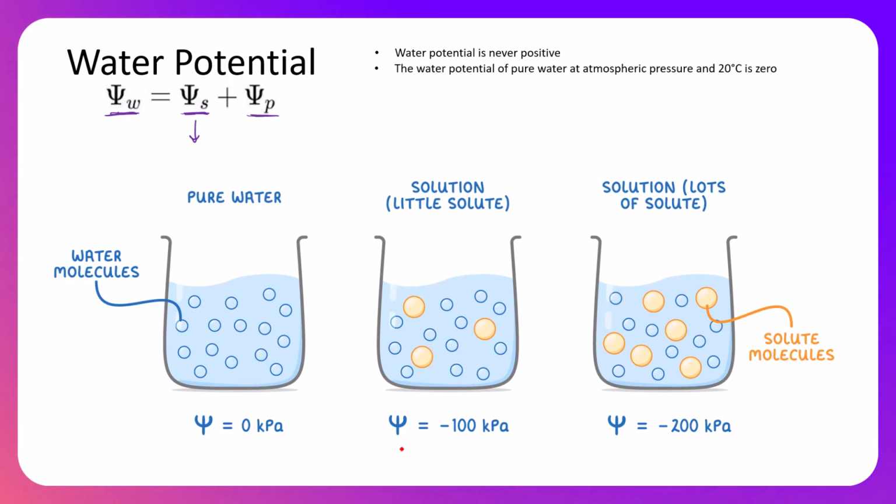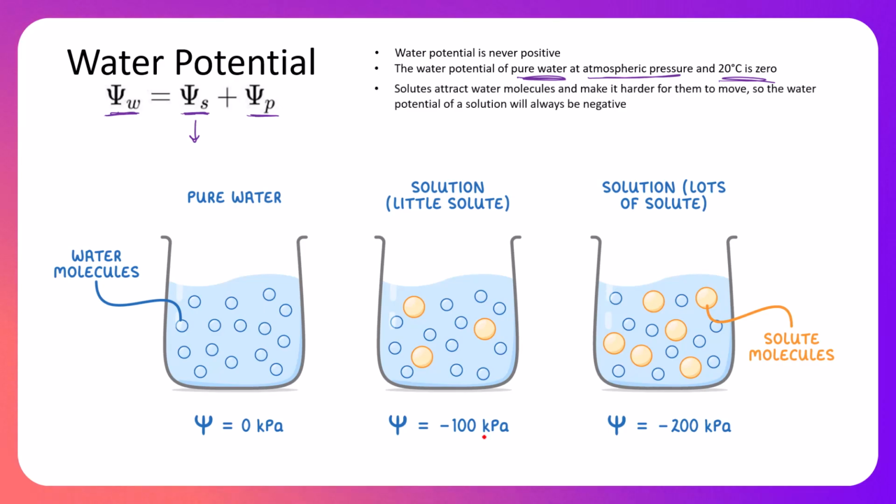The water potential of pure water at atmospheric pressure and 20 degrees C is 0. So that's kind of our standard. Water potential of pure water with no solutes added at atmospheric pressure and 20 degrees C is 0. Solutes attract water molecules and make it harder for them to move, so the water potential of a solute will always be negative, meaning the more solute you place into a solution, whether it's little solute or lots of solute, is going to cause the potential energy of water to become more and more negative.